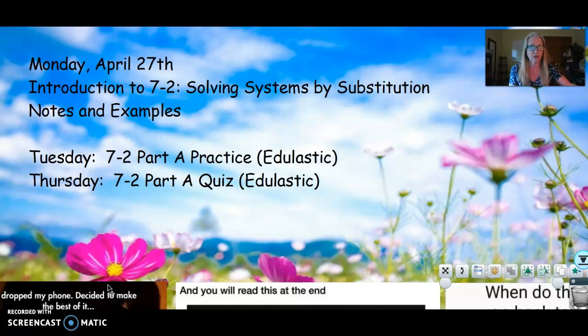Now, this first section, I'm going to call it Part A. Part A means that you are solving systems of equations and both of the equations are written in slope-intercept form. Both have been solved for y. That makes it easier. Part B will make it a little more complicated. The equations won't necessarily be solved for anything, but we will get to that fun part next week.